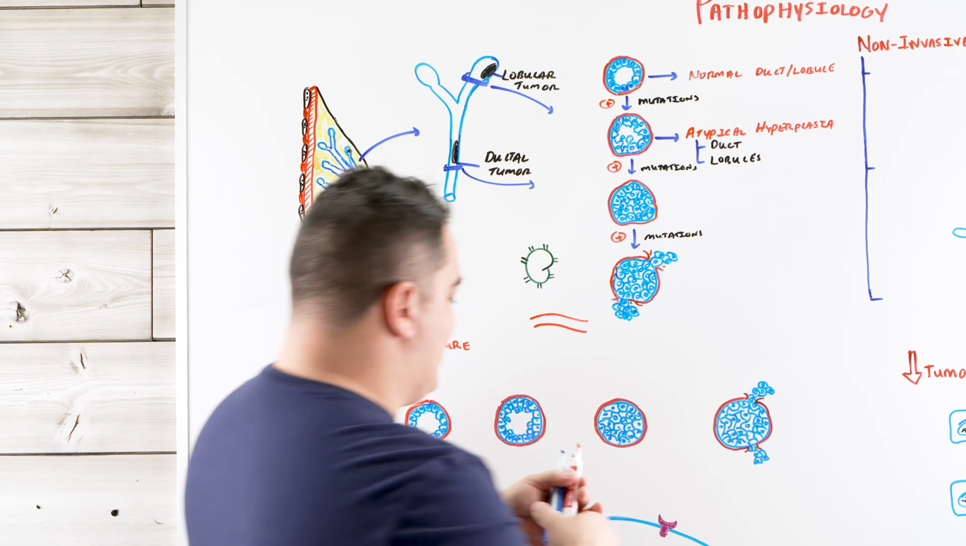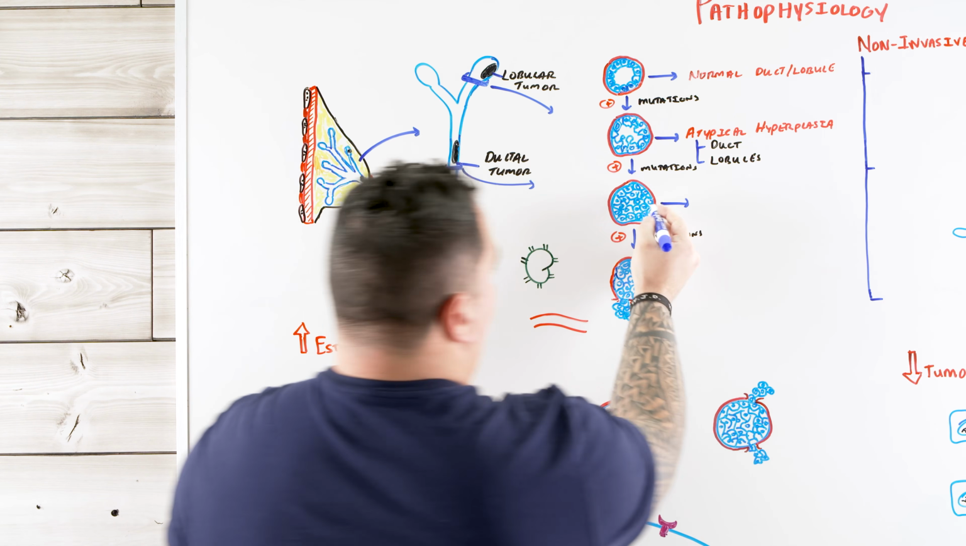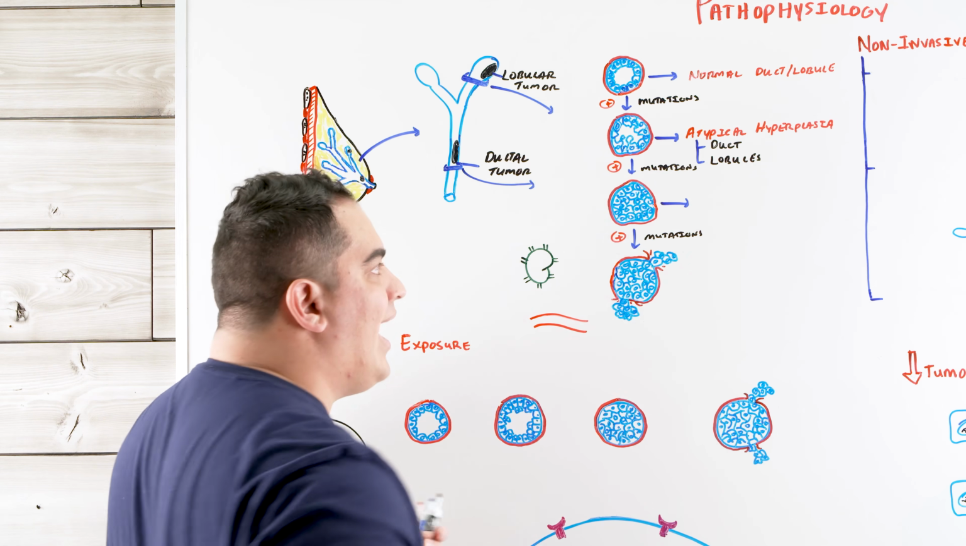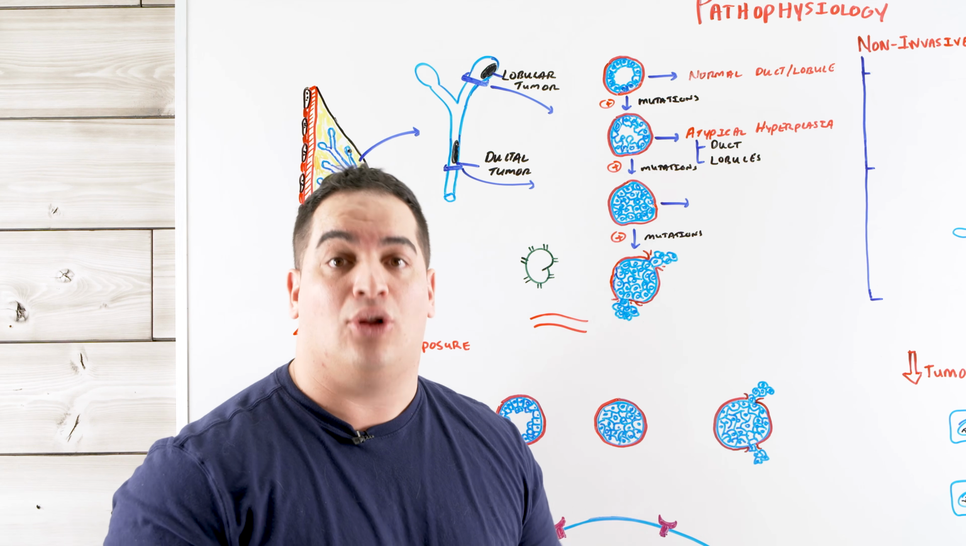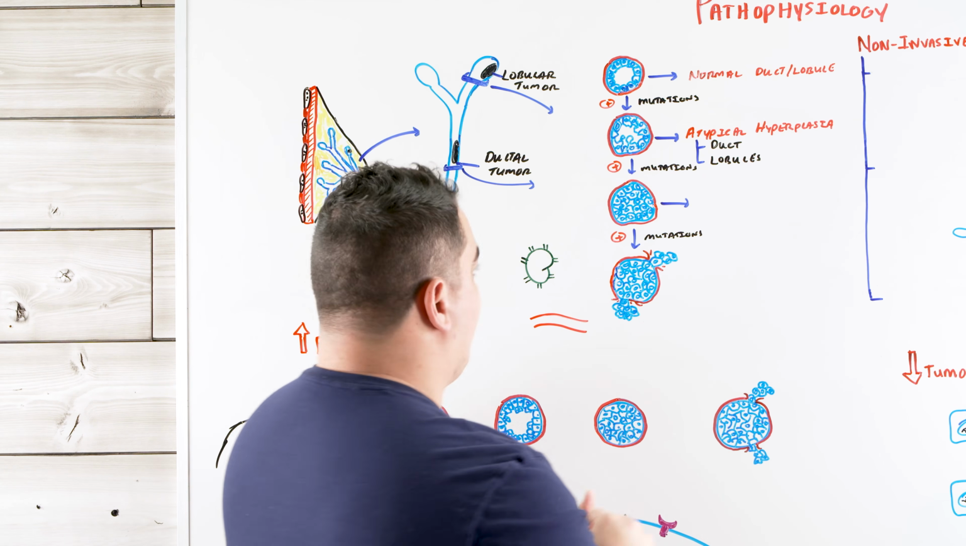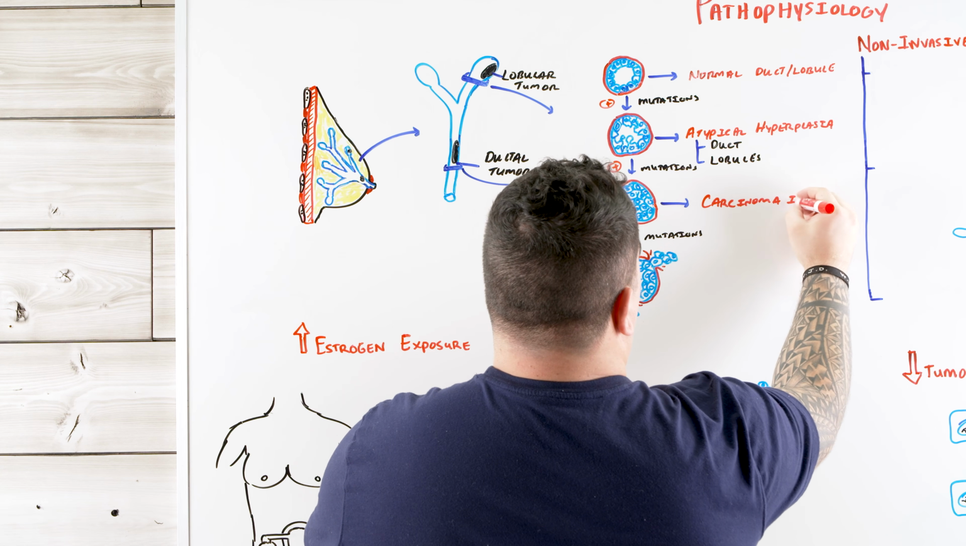This is technically defined as a cancer at this point, where you have cells that have accumulated and taken up the entire concentric portion of the duct or the lobule. They're confining that entire lumen. This is now referred to as a carcinoma in situ.